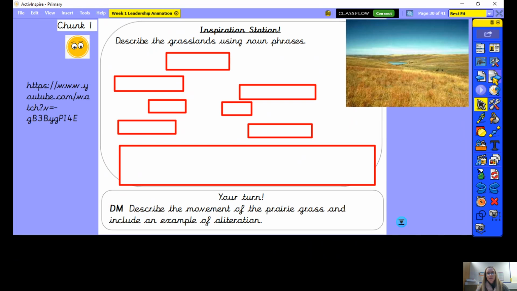So for our chunk 1 today, we're going to think about the grassland that these ants are living in. So we're going to be thinking about some noun phrases, and your work from yesterday will really help you with this because you've already started thinking about some noun phrases to describe the grassland. So I want you to think about what words would you use to describe this grassland? What does it look like? What can you hear?